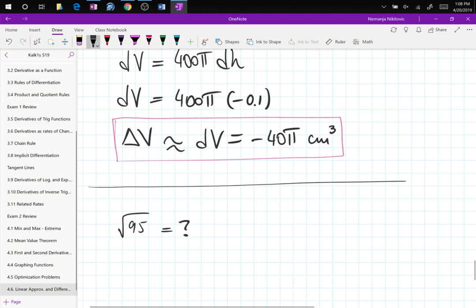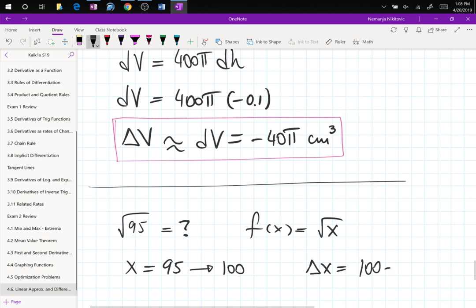So we can use linearization, but we can also use differentials. So my f of x is square root of x, and what I'm going to do is take the x value, which was 95, and change it into 100, because that's the easy number to compute. So I immediately have that delta x is equal to 100 minus 95, which is 5.